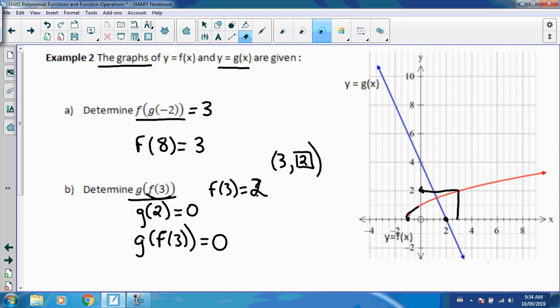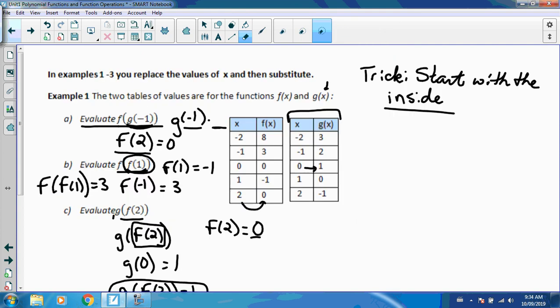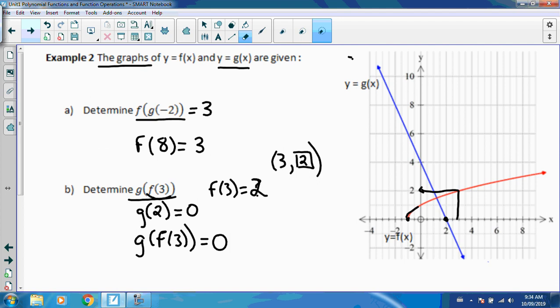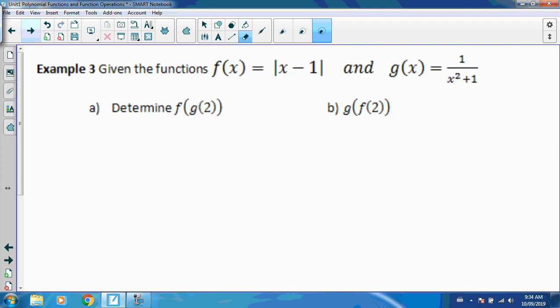So there's our second skill, using a graph. Our first skill was using a table of values, but it's really the same thing. Okay, we're just replacing in a function. And now, third skill, we're using the functions. So my first function, f of x, is an absolute value. So hopefully you remember that from last year. And g of x over here, I've got 1 over x squared plus 1.